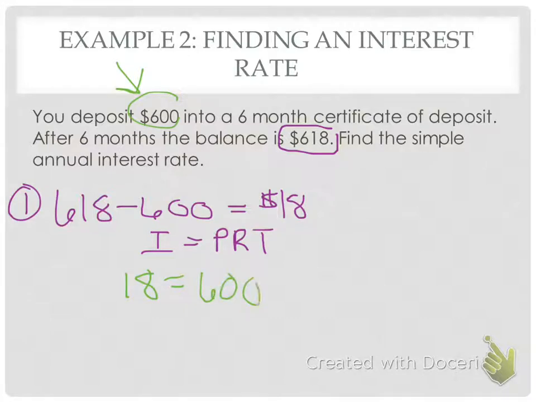I do not know the rate. And now the time is interesting because my rate is calculated annually, and I've already established that annually means yearly, but they've told me the amount in months. Anytime they give you the amount of time in months, you have to put it over 12. So in this case, it would be 6 over 12.